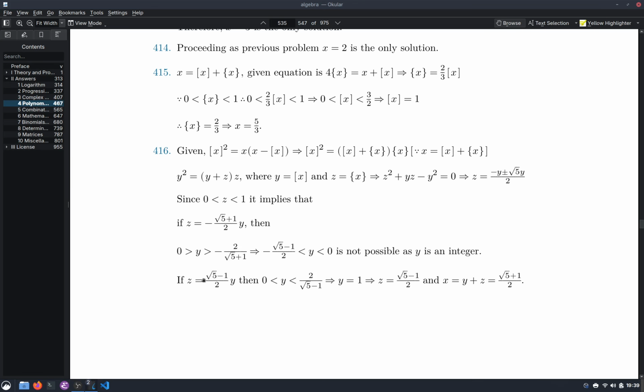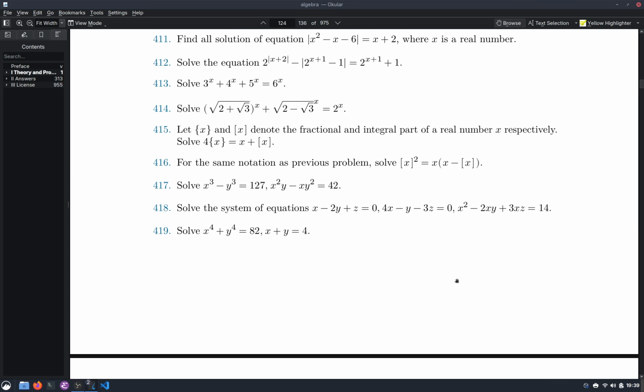Now we choose the positive value for the discriminant. We get z is equal to square root of 5 minus 1 by 2y. Then 0 becomes less than y, less than 2 by square root of 5 minus 1. Now once we have that, y becomes 1. So z becomes square root of 5 minus 1 by 2 and x is equal to y plus z, that is square root of 5 plus 1 by 2.